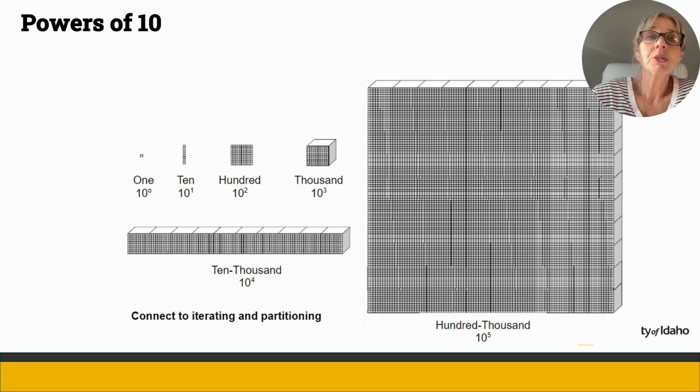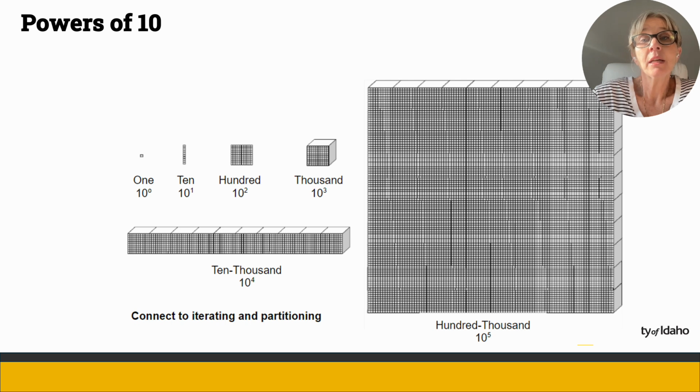Throughout elementary school, students are developing an understanding of our base 10 system that will support them in working with larger numbers and understanding concepts like decimals and scientific notation as they move into middle school. These concepts connect directly to the ideas of iterating and partitioning. As we move up in place value, we are multiplying by 10 or iterating the current place value 10 times, repeating it. This connects to the idea of powers of 10.